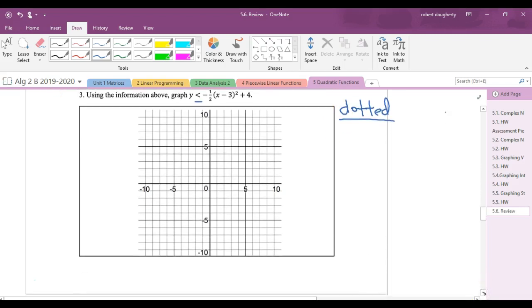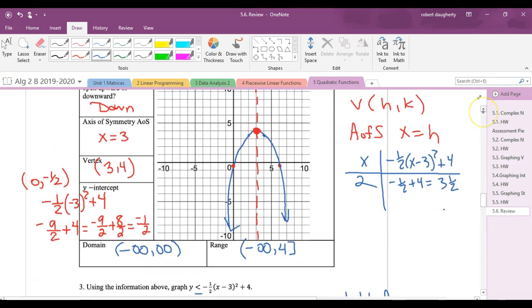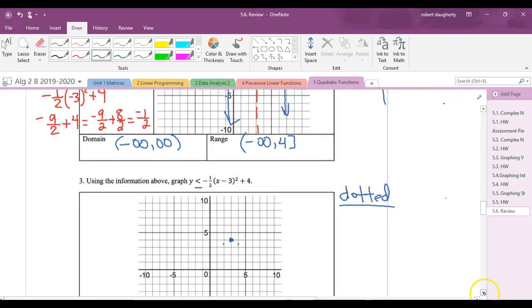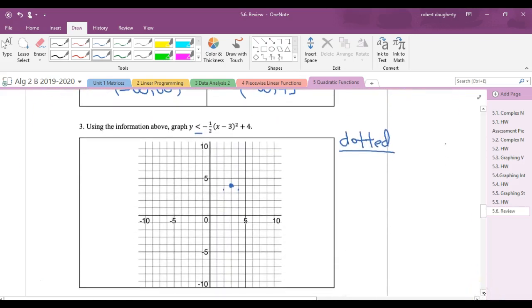So let's go back to what this was at (3, 4), which was right here. And then I think at (2, 3.5), right there. And the y-intercept was (0, negative 1/2), sorry. So (0, negative 1/2), which was right here. So 1, 2, 3, 1, 2, 3, somewhere right in here. Okay, so when I draw this parabola now, this dotted line.